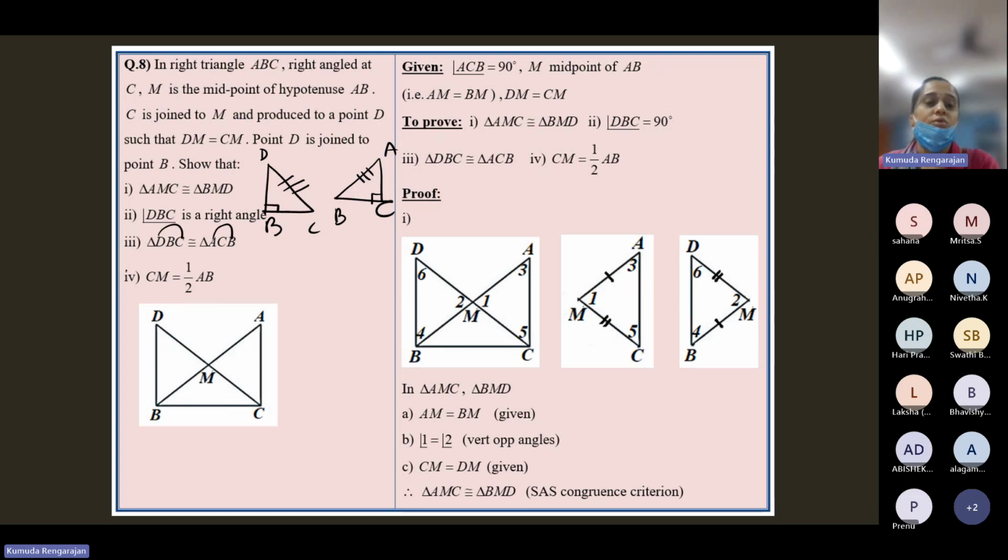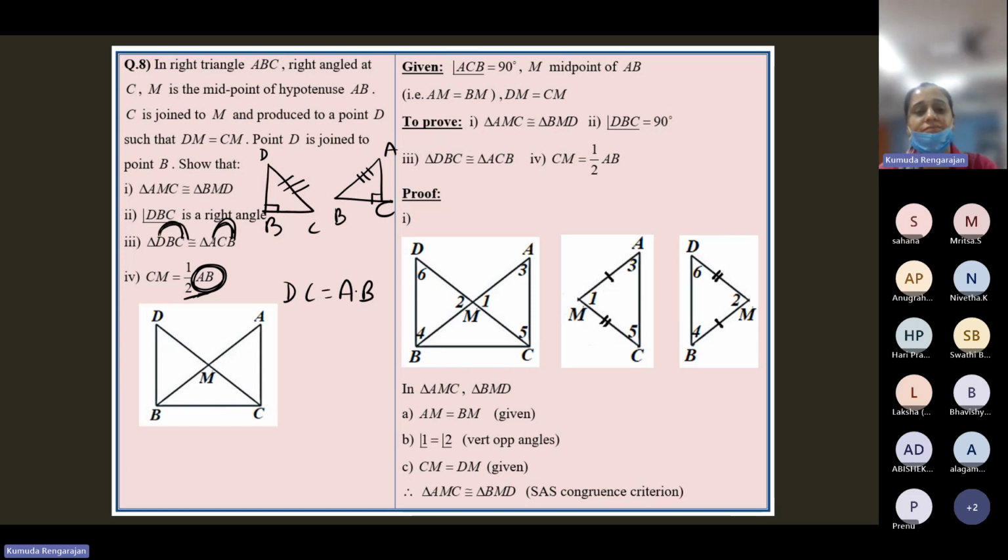Okay. Now in the fourth one, we'll have to prove that CM is equal to half of AB. So let's start like this. To prove the fourth result, from the third one, we'll take a CPCT information. That is DC equal to AB, because we have AB in the fourth result. So AB is equal to what? AB is equal to DC.